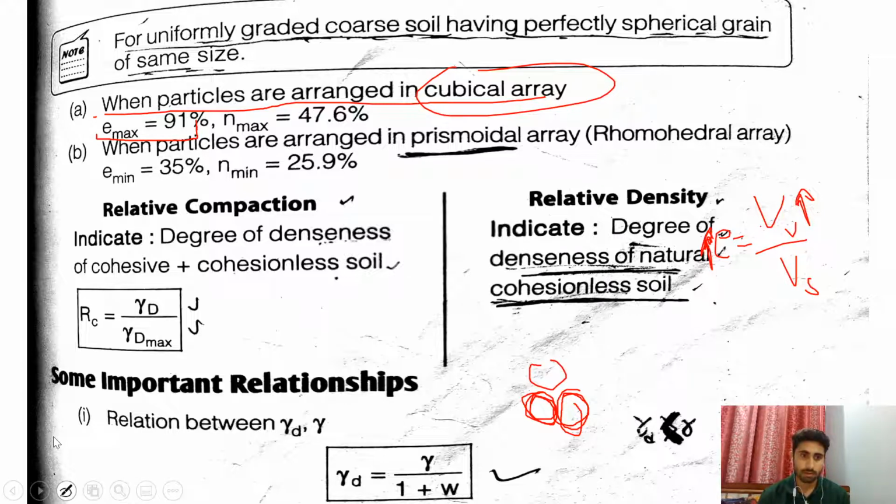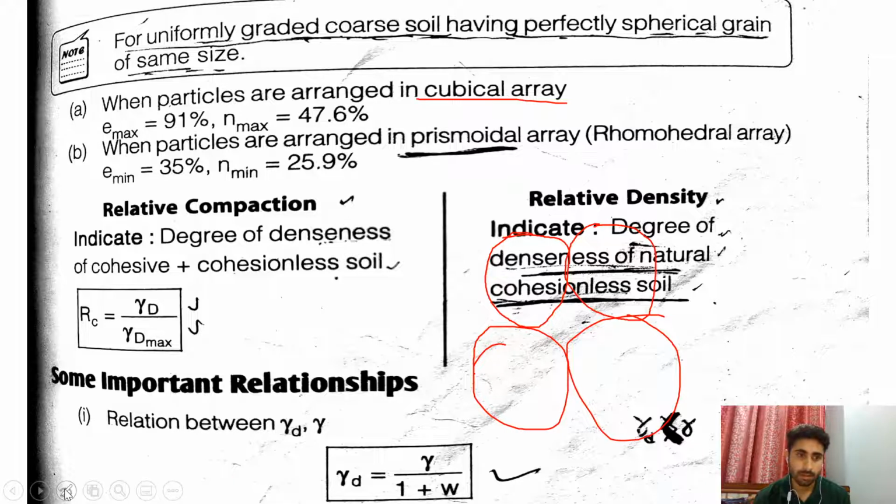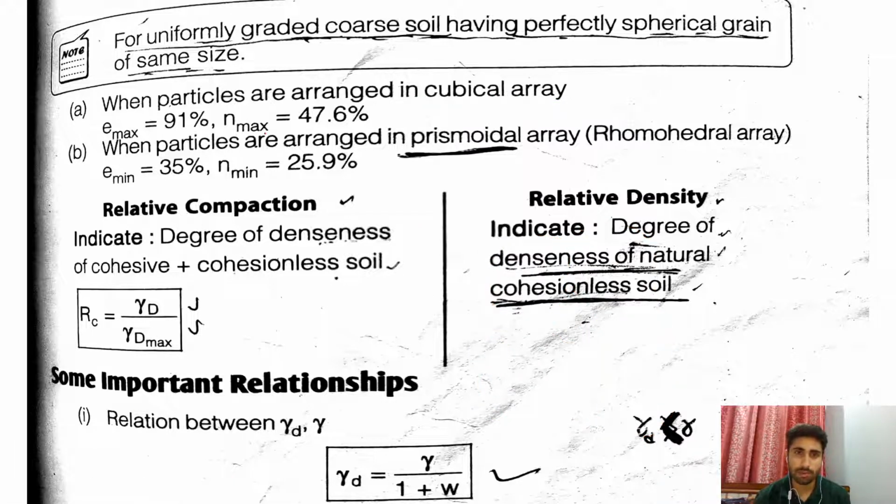Sorry, let me redraw this one. If you have a soil particle, another soil particle, and another layer of soil particles just above these soil particles, like this, with the other layer just above this one, this is a cubical array. In this type of array you get the maximum value of E, which is 91%, and when particles are arranged in a prismoidal or rhombohedral array, you get the minimum value of E, which is 35%.